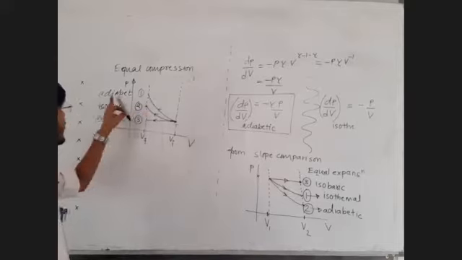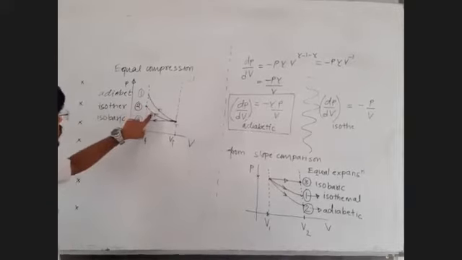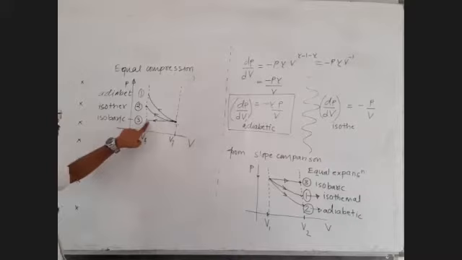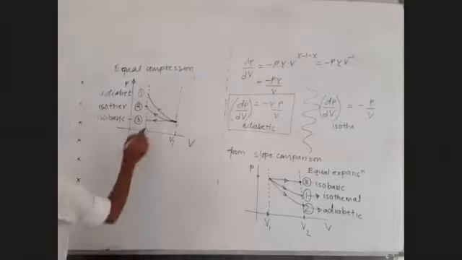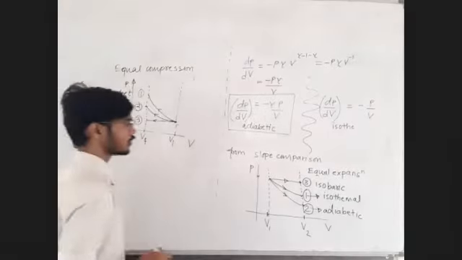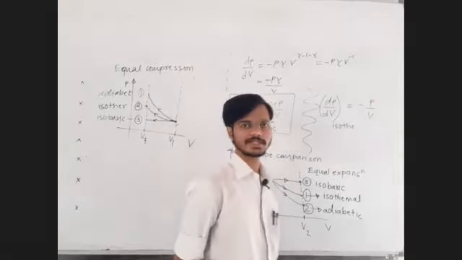So that will be adiabatic. This curve is adiabatic, this is isothermal, and this is isobaric. Very easy to understand because pressure is constant. Write this down. So here first of all you need to understand the curve.